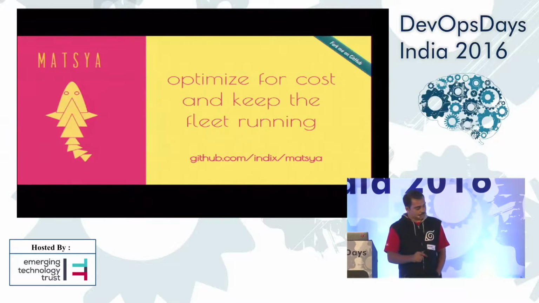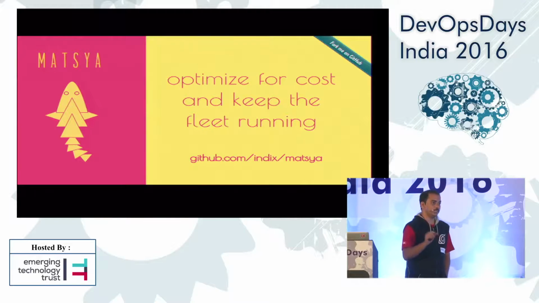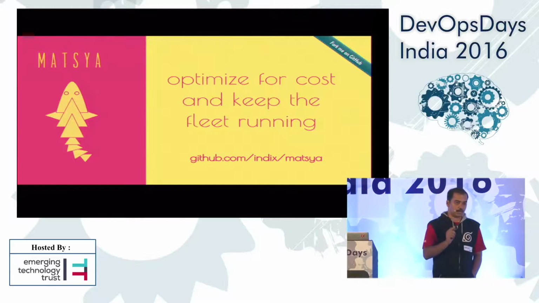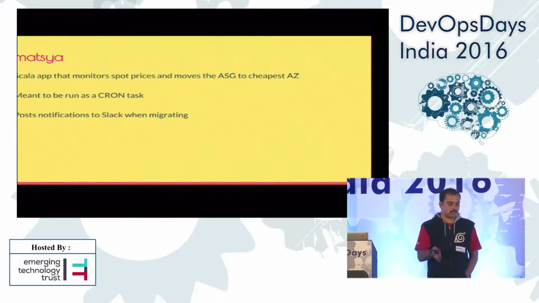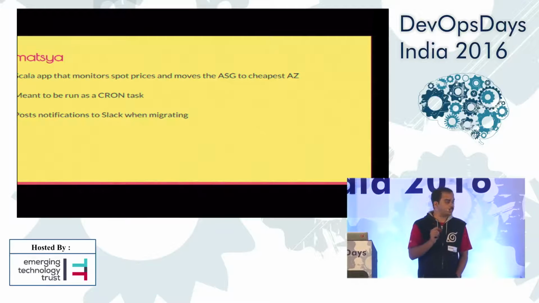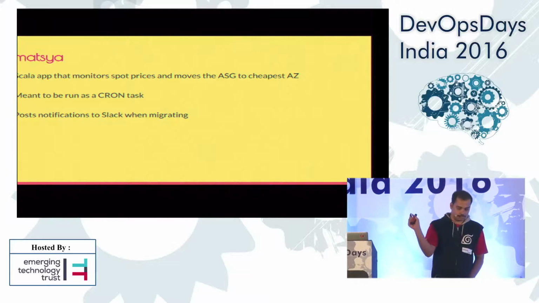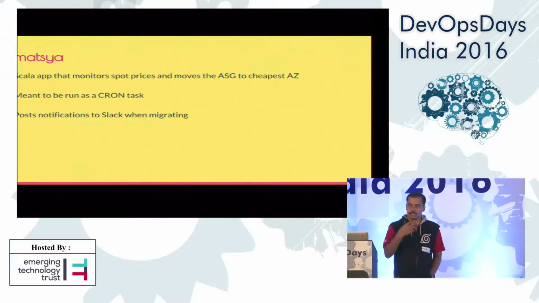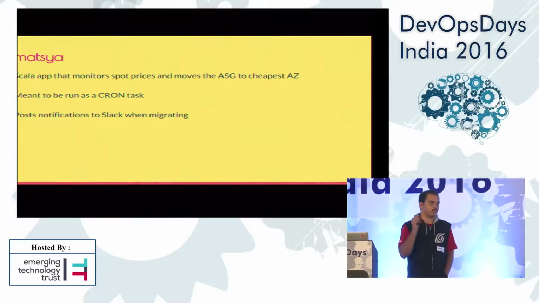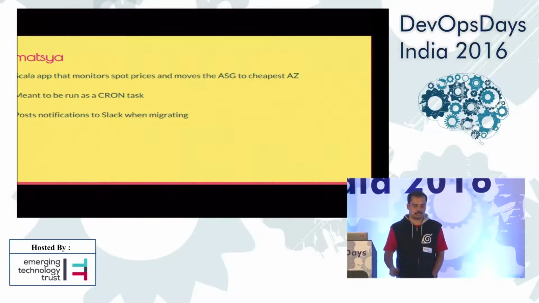So to handle this, we built another tool internally called Matsya, which optimizes for cost and keeps the fleet running. This is also written in Scala. It monitors the spot prices and moves the autoscaling group to the cheapest AZ. It is meant to run as a cron on, say, a master instance. We also wanted notifications, so it posts a notification to Slack whenever it's migrating the cluster from one AZ to another.